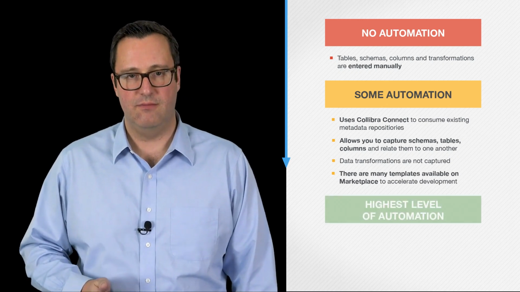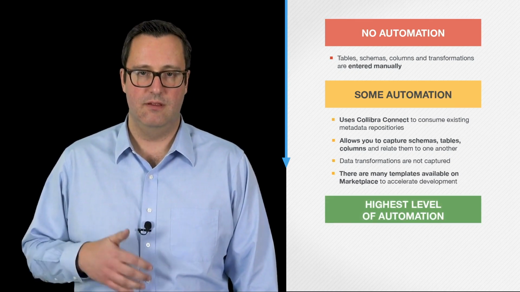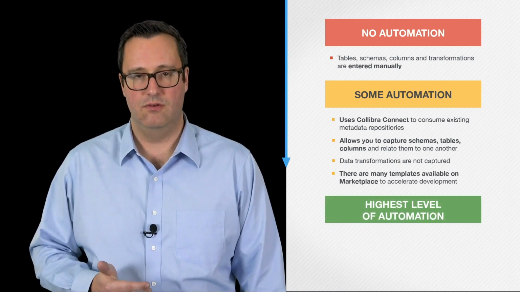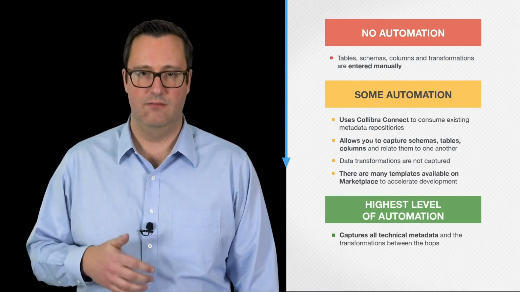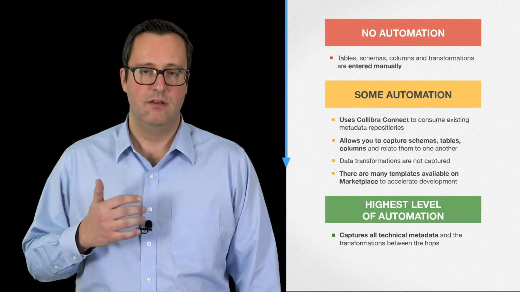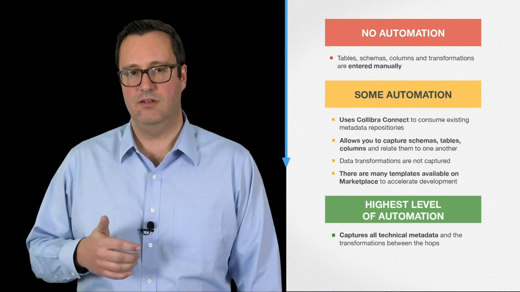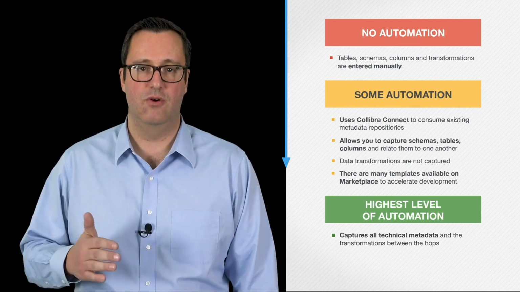The highest level of automation can be achieved through lineage automation tools. So you get a full view of all technical metadata information with your column names, your table names, schema names, and you get the documentation of the transformations that occur in between.